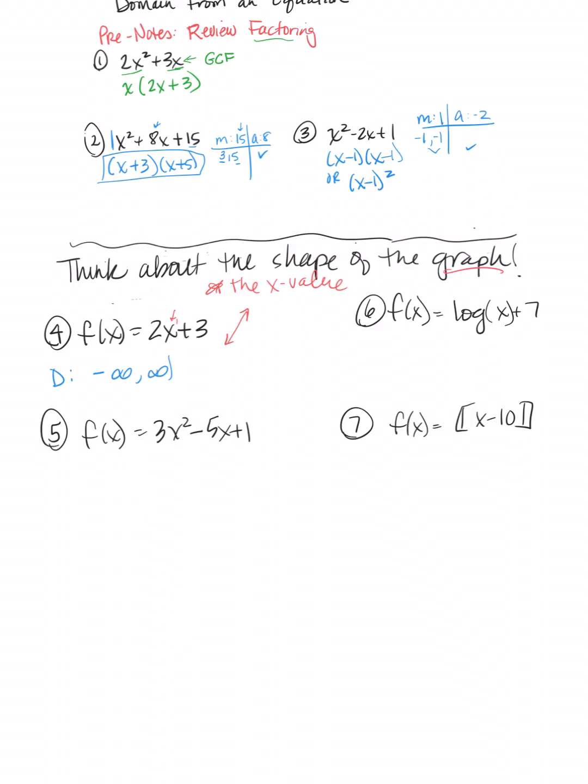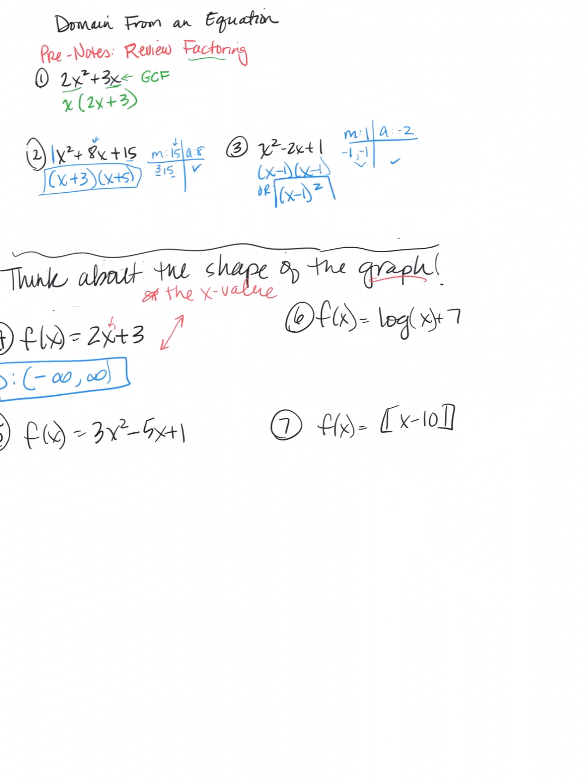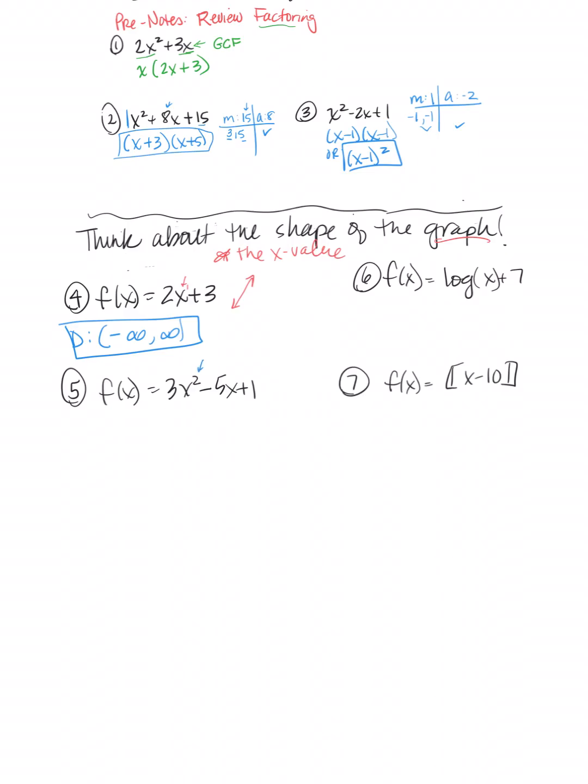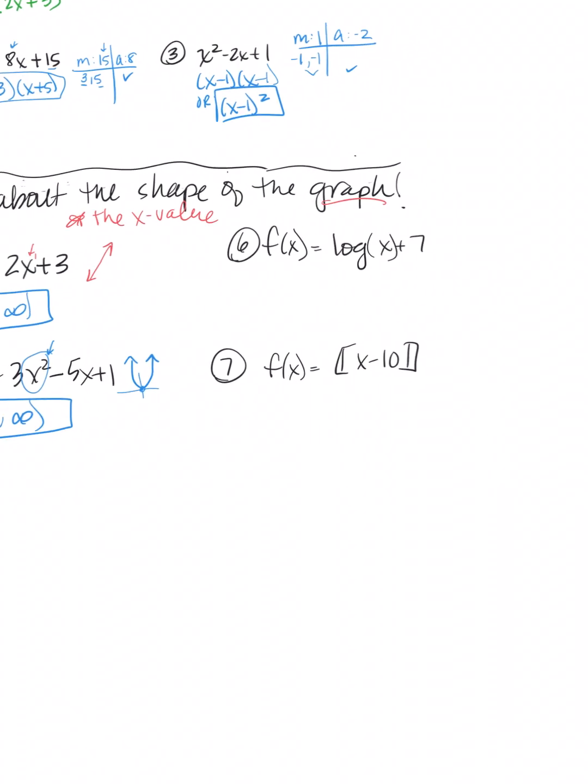So you'd say domain equals negative infinity to positive infinity, and we would box our answer. I didn't do that earlier, but I should have boxed my answers. All right, what about number 5 here? 3x squared minus 5x plus 1. What shape is an x squared? Well, that's a quadratic, isn't it? Now, although it has a minimum, we're talking domain here. What x values? There's no break in the x values, so my domain would be all real numbers, or negative infinity to positive infinity.